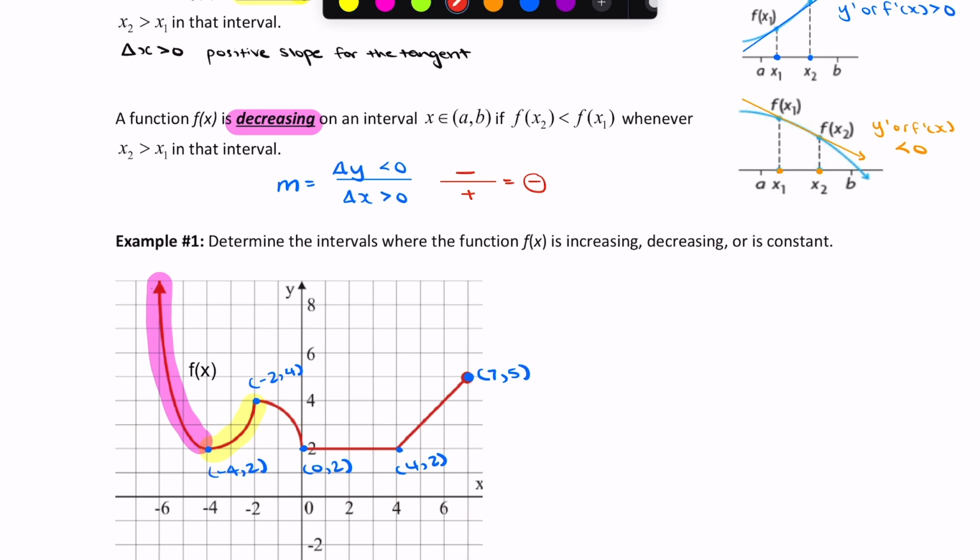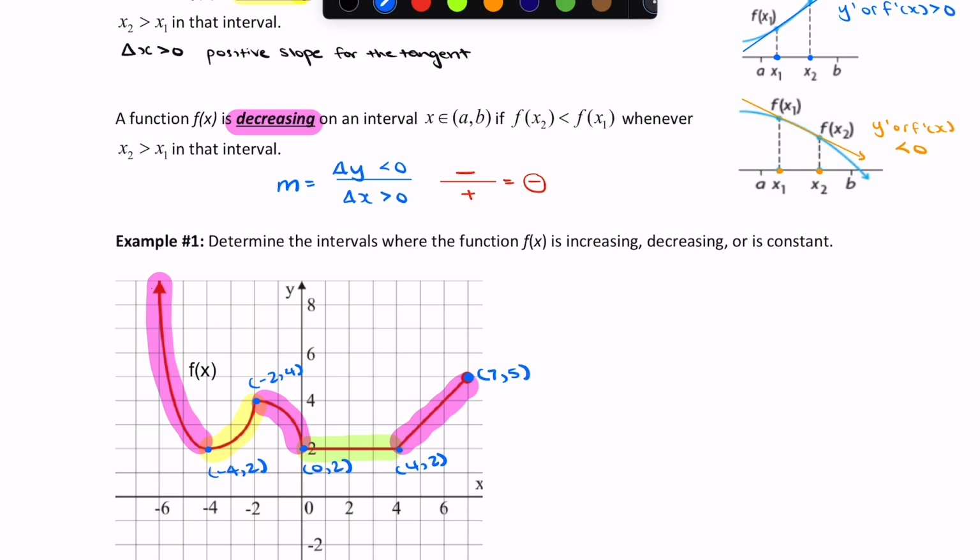Here from -2 to 0, and we see that it's going to be decreasing, from 0 to 4, we see that it neither is increasing or decreasing, rather it stays constant at a flat line here. And then finally, from 4 to 7, we see here that it is increasing.